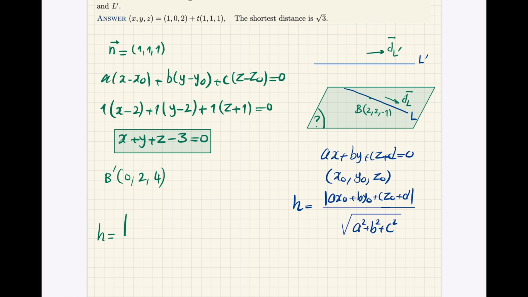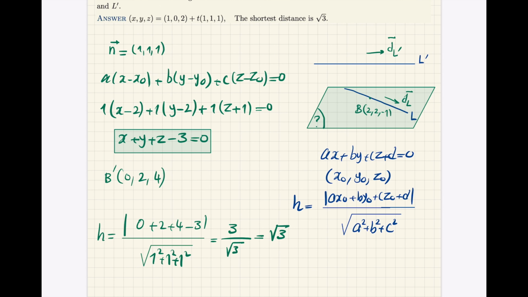So the shortest distance that I am looking for is equal to, replacing x, y, and z with these numbers, 0 plus 2 plus 4 minus 3. In the denominator, I have the square root of the coefficients of x, y, and z squared, so you get the square root of 3. In the numerator, you get 3. This becomes the square root of 3. So that's also another way to calculate the shortest distance.